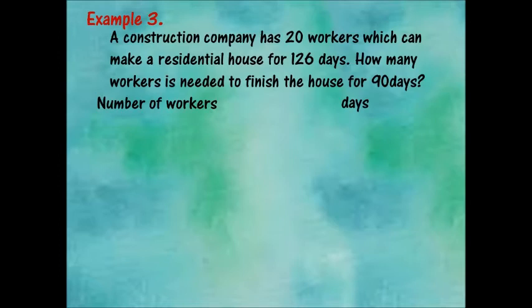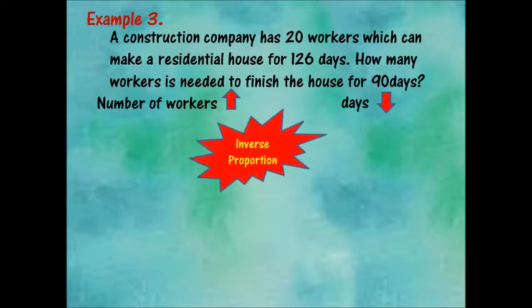So, yung number of workers natin, anong nangyari dito sa ating problem? Ano ba yung nangyari sa kanya? So, magtataas tayo ng number of workers. Therefore, ang mangyayari sa araw ay bababa. So, bumaba yung days ng pagtatrabaho nila, pero yung number of workers ay tumaas. So, that is inverse proportion dahil magkasalungat.